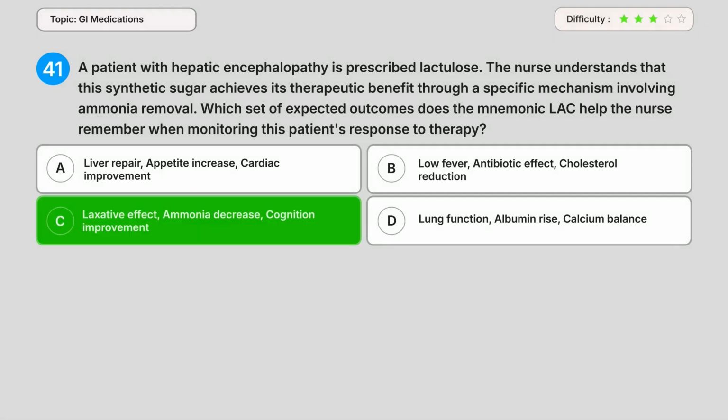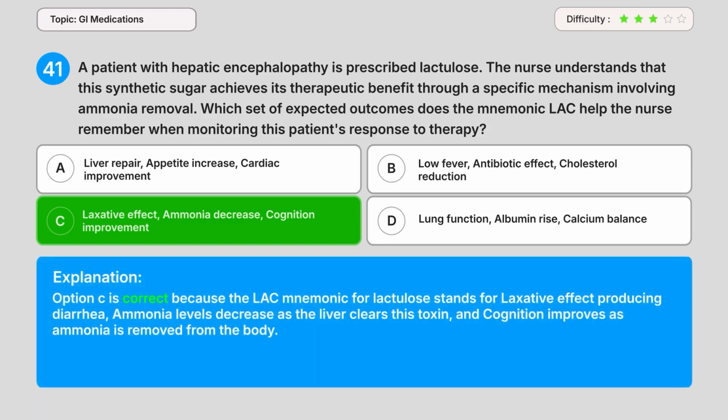Correct answer C. Laxative effect, ammonia decrease, cognition improvement. Explanation: option C is correct because the mnemonic for lactulose stands for laxative effect producing diarrhea, ammonia levels decrease as the liver clears this toxin, and cognition improves as ammonia is removed from the body.